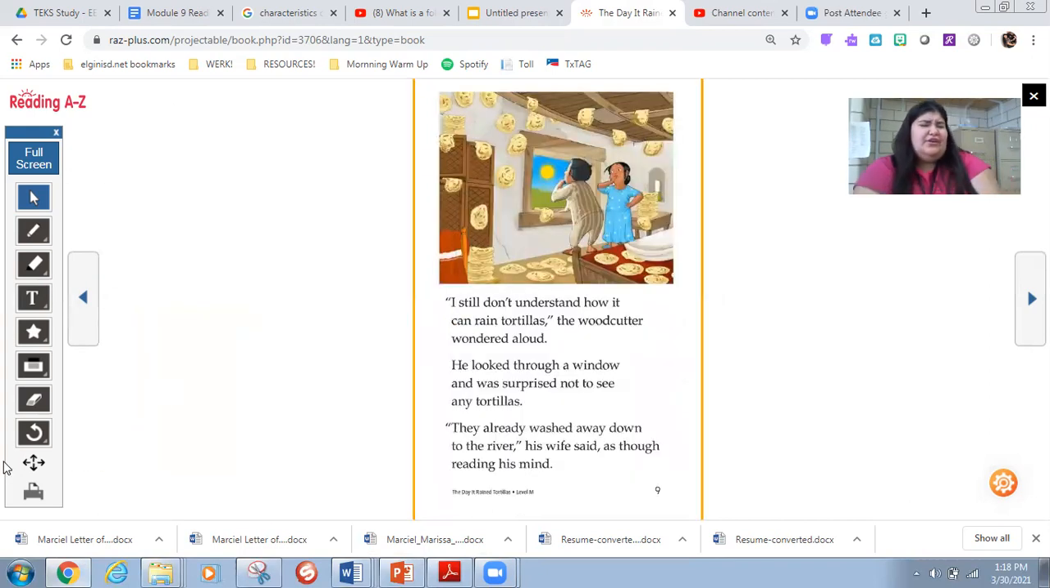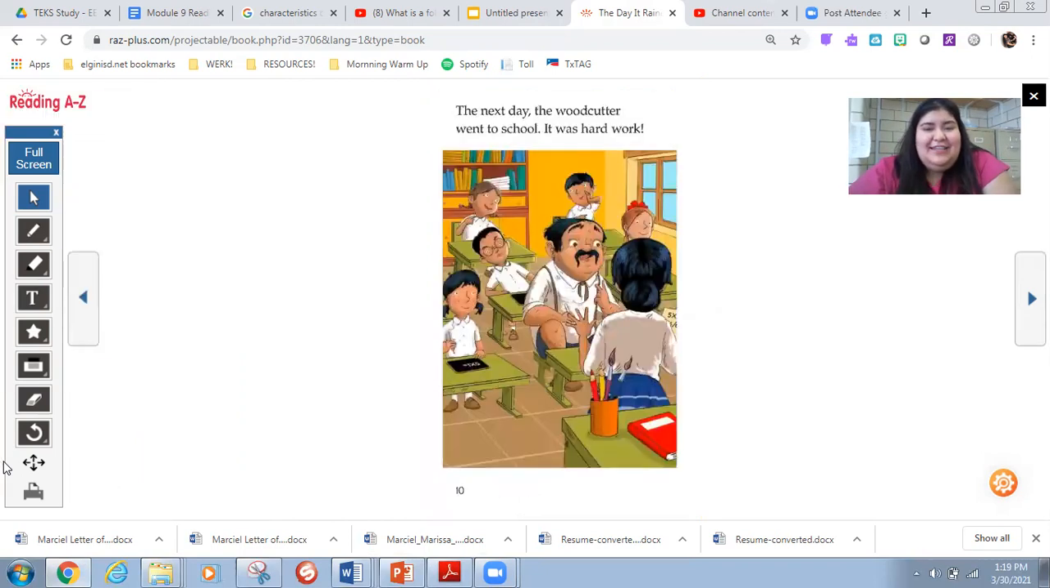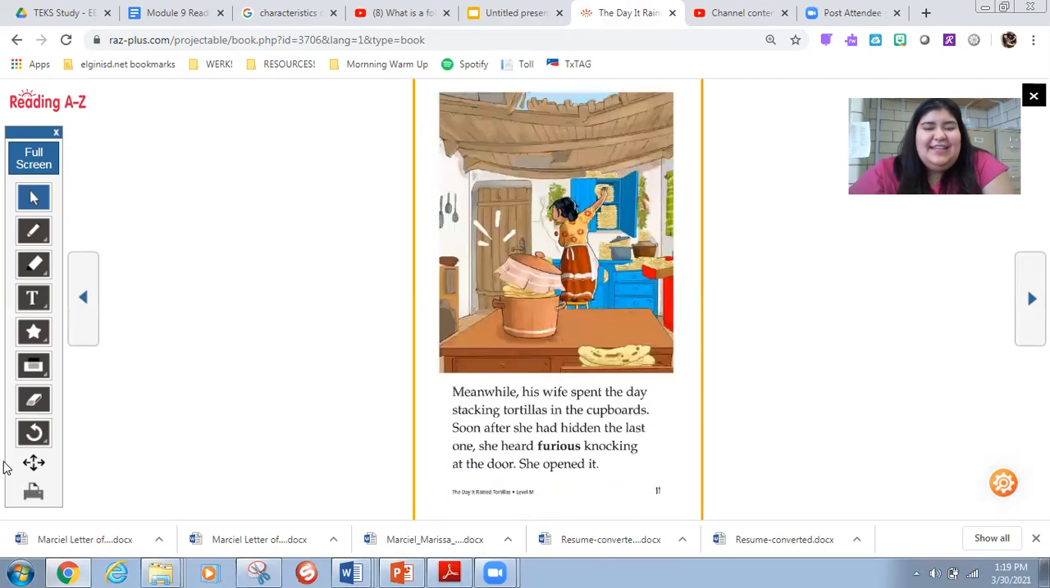"I still don't understand how it can rain tortillas," the woodcutter wondered aloud. He looked through a window and was surprised to not see any tortillas. "They've already washed way down the river," his wife said, as though she was reading his mind. The next day, the woodcutter went to school. It was hard work. Meanwhile, his wife spent the day stacking tortillas in the cupboards.